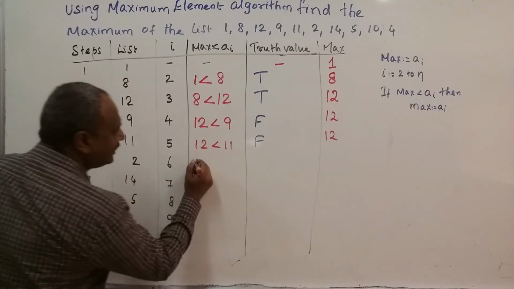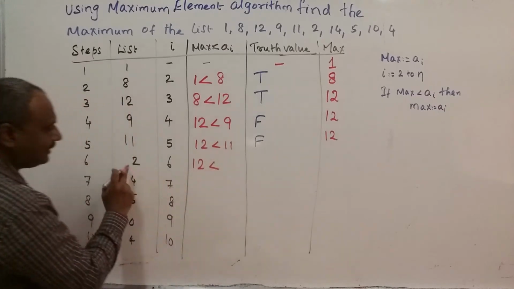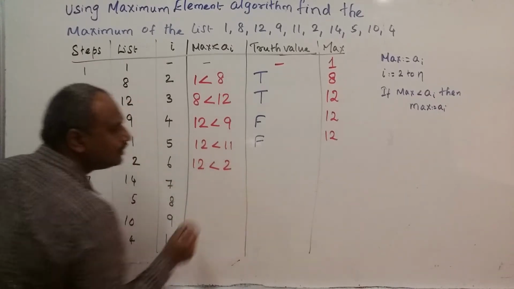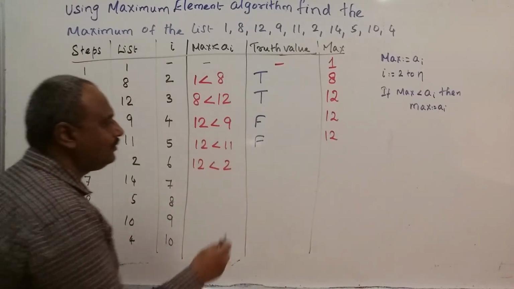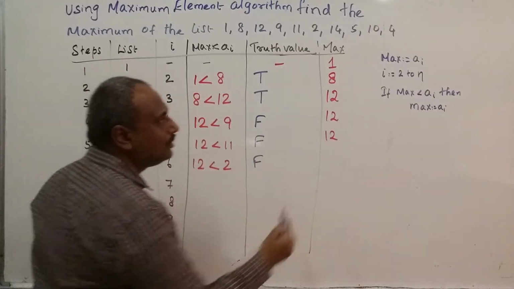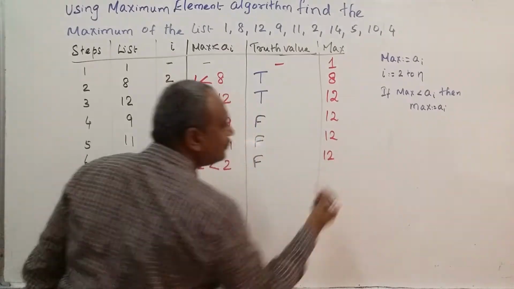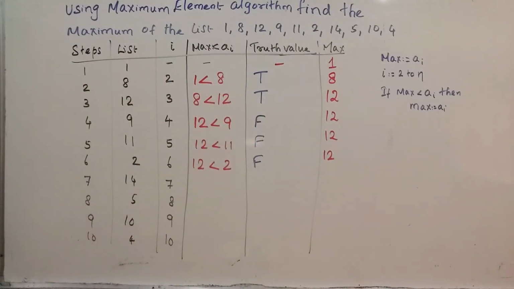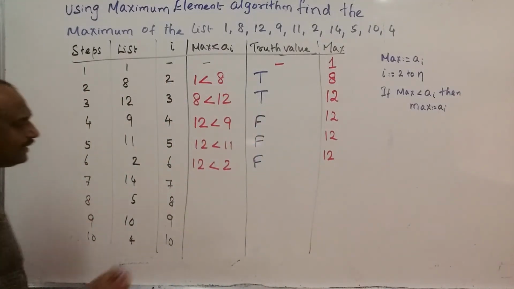Next, it is going to check the next one. 12, is it less than 2? It is going to find the truth value. Again, the truth value is false. This is not correct, so the maximum will be 12. There is no change. It is going to check the next one.